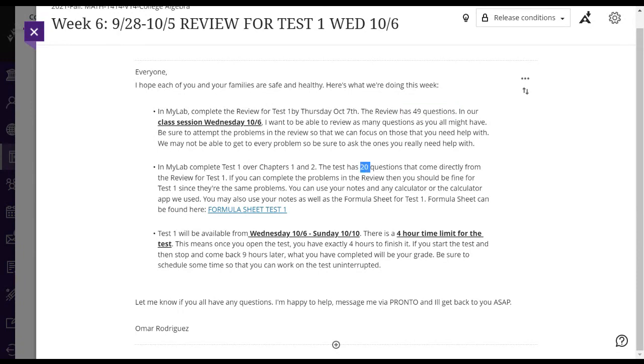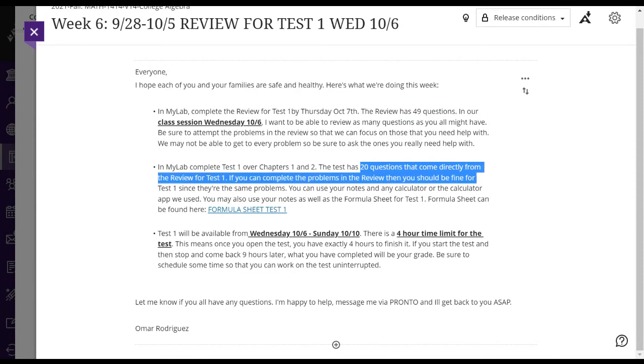Your test, y'all, has 20 questions that come directly from the review. Okay, they come directly from the review. The problem is exactly the same. The only thing that changes are the numbers, but the problem itself is in essence the same. So you shouldn't see anything on the test that we never even talked about before.